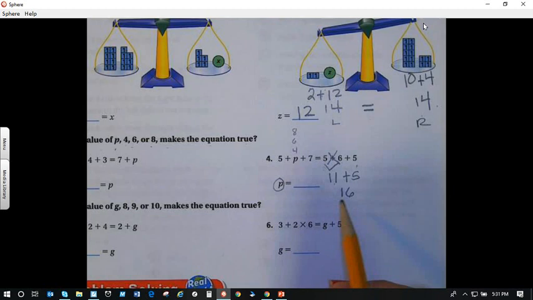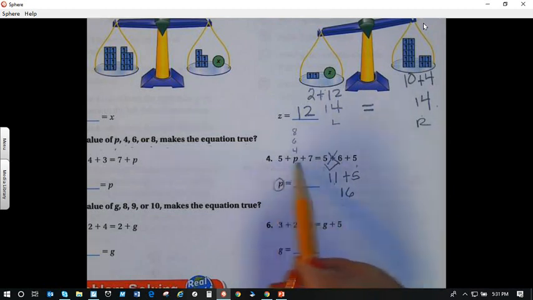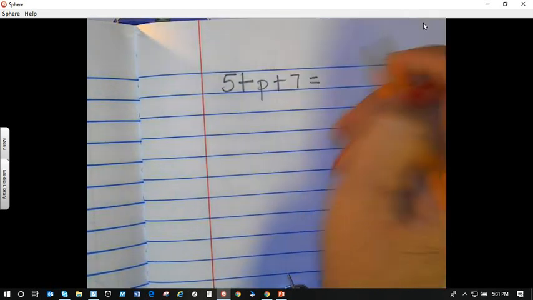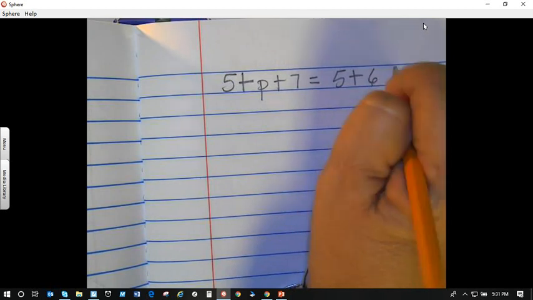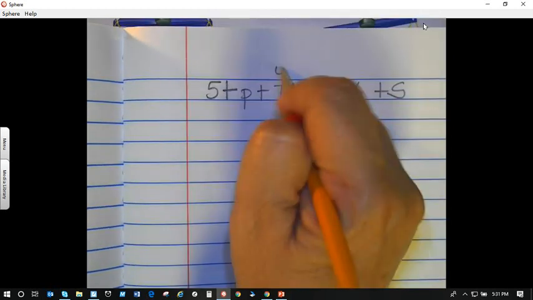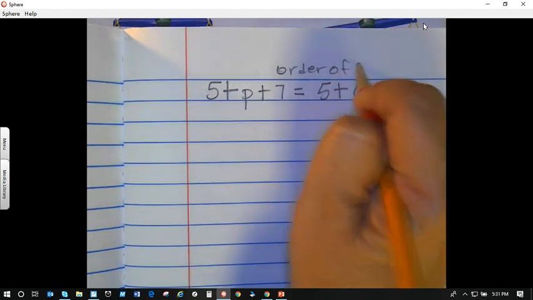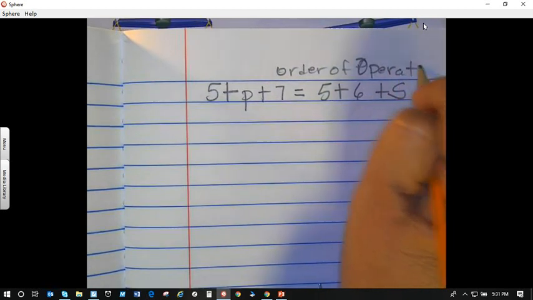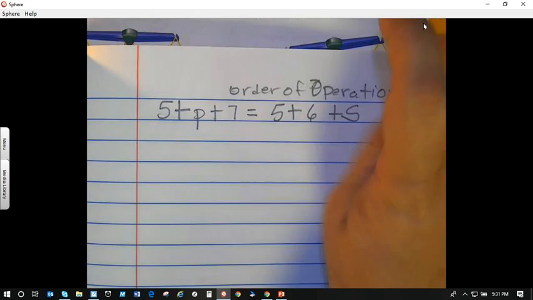So I need to have something that's going to be equivalent. This will be coming up to 16. Because I don't have enough space on my paper, I'm going to move it over to a sheet of notebook paper. So my equation is 5 plus P plus 7 equals, and then I had 5 plus 6 plus 5. And then this is order of operation. And then, parents, we have been using the word PEMDAS. Order of operation, sorry about that.